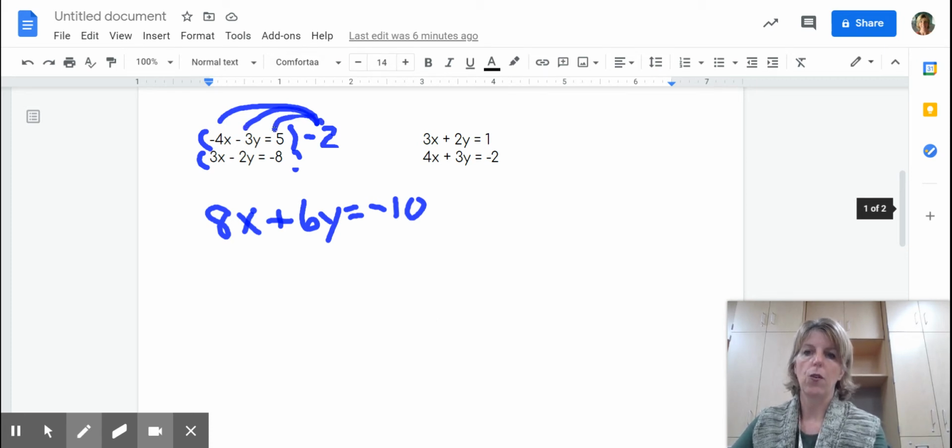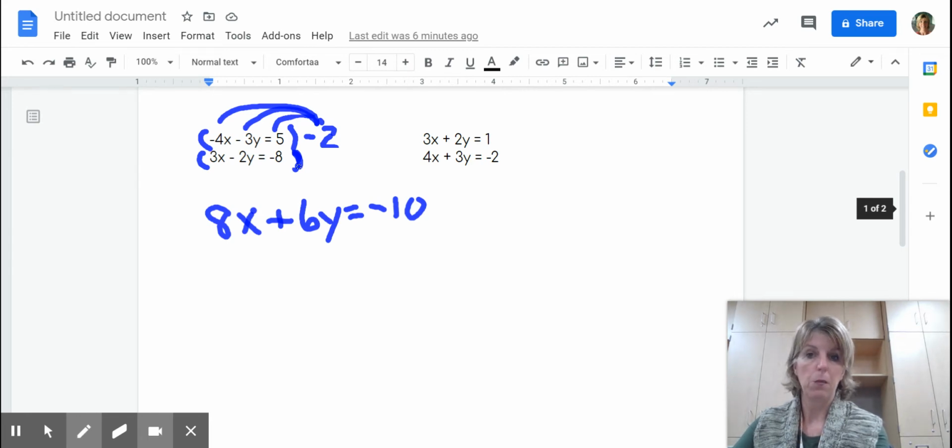So -2 times -4 is +8. -2 times -3 is +6. -2 times 5 is -10. I distribute it all the way across. All right, so now what can I do? What can I multiply the second line by that would create an opposite value? Look at the y value. I have +6y. What could I multiply the second line by that would give me a -6 value?